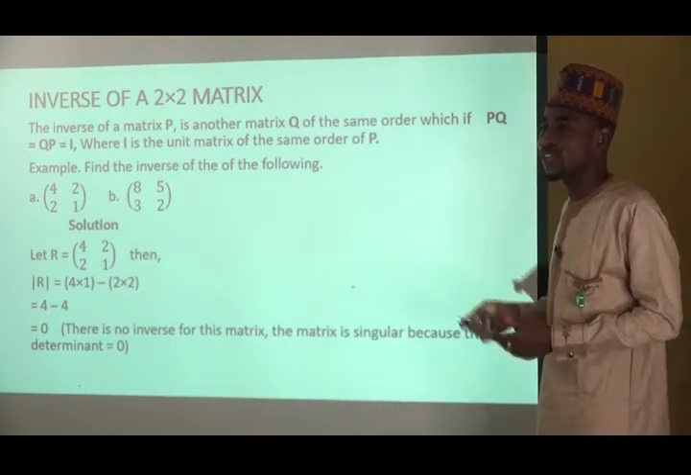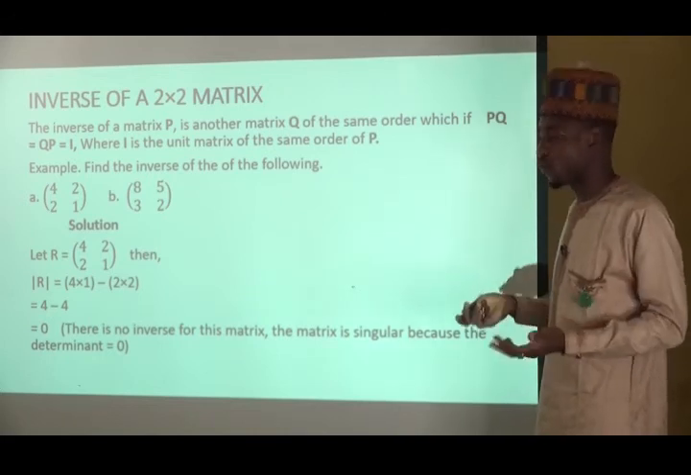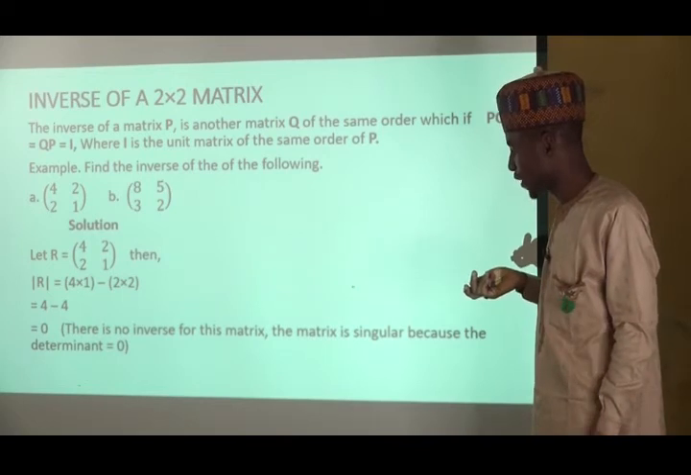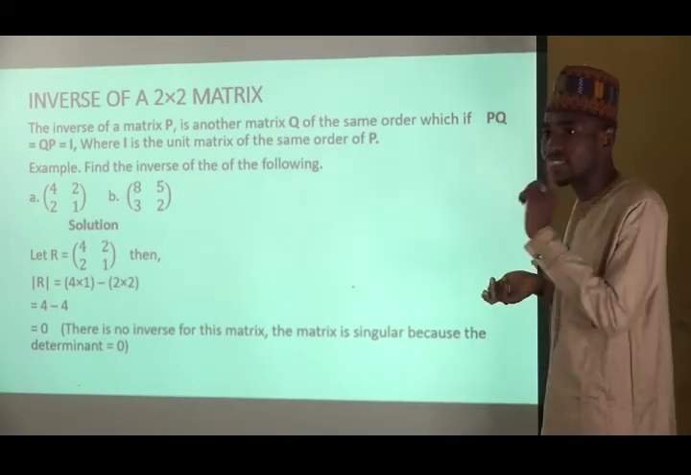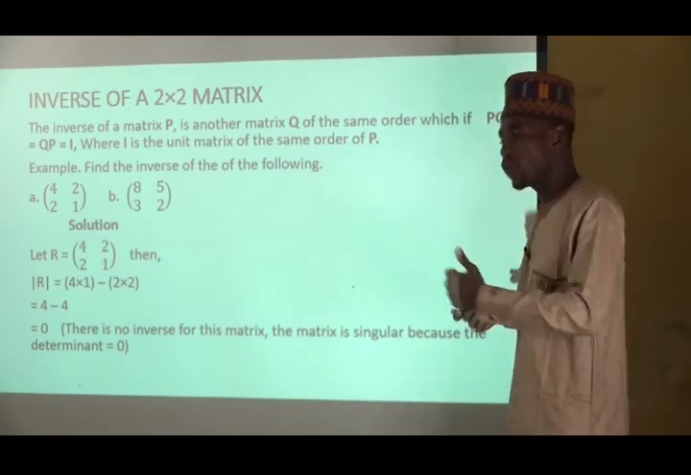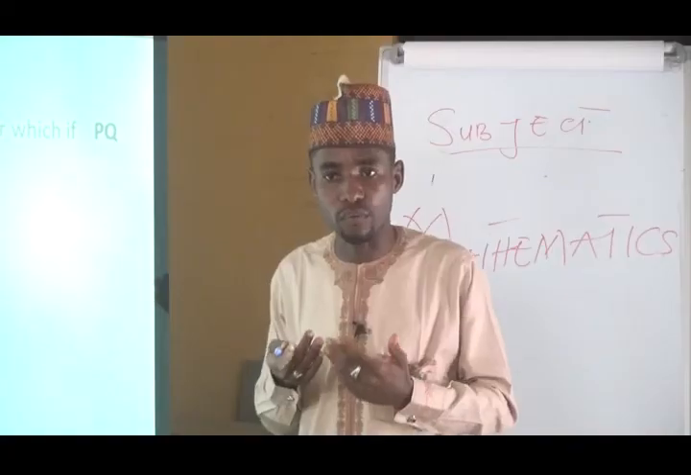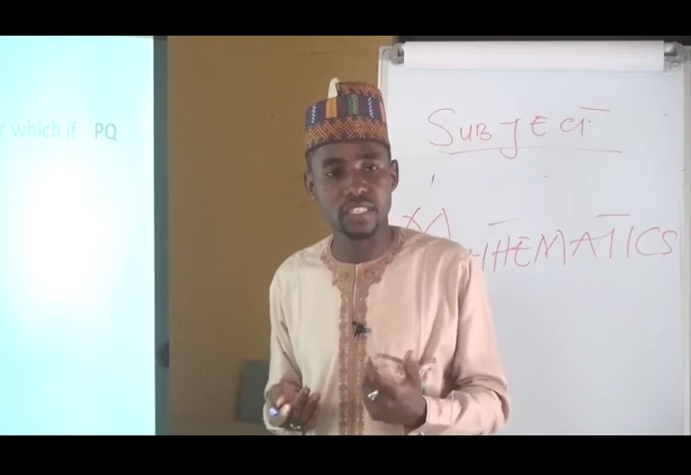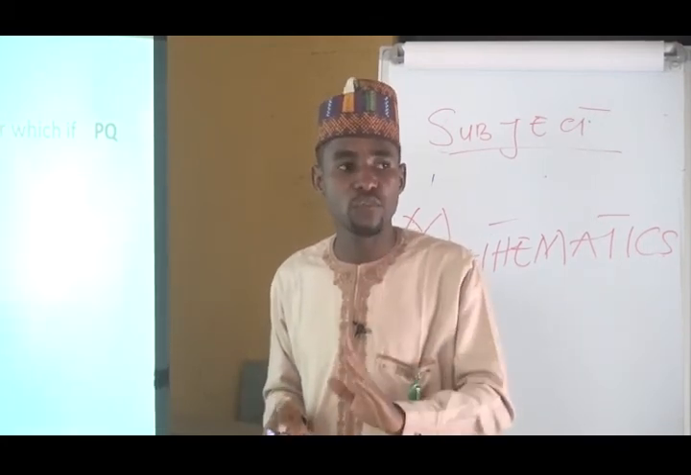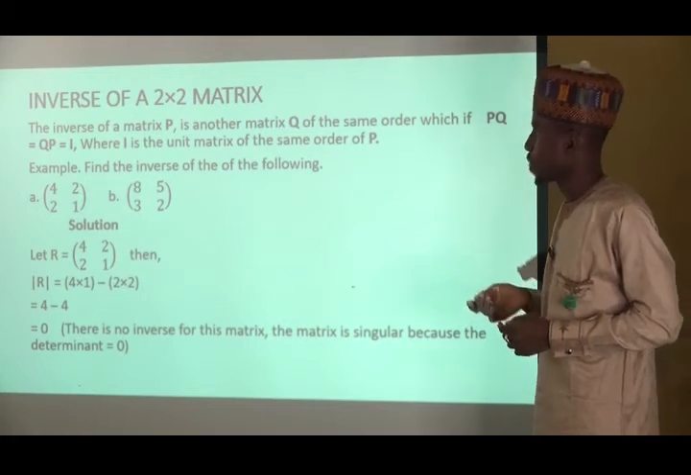When you subtract 4 minus 4, it is 0. So therefore, this matrix has no inverse. You don't need to go further. That is, there is no inverse for this matrix. The matrix is singular because its determinant is 0. So once you evaluate the determinant of a matrix and you find that the determinant is 0, then it is a singular matrix, therefore it has no inverse.